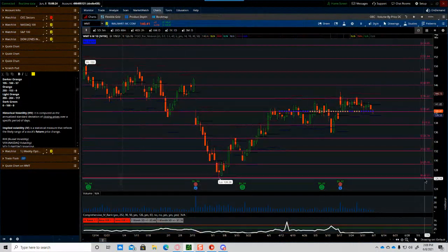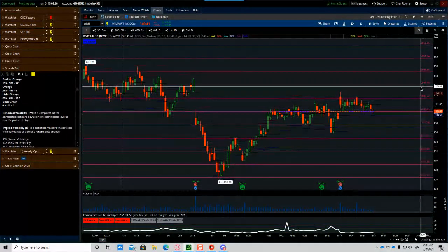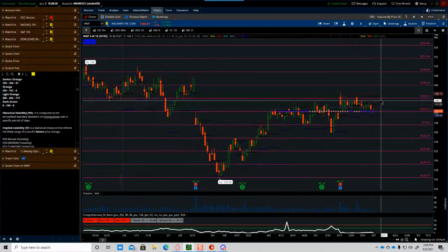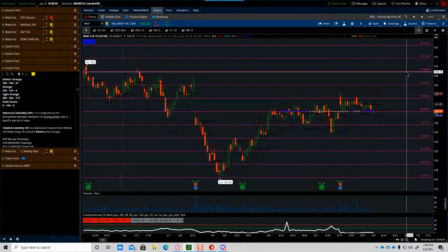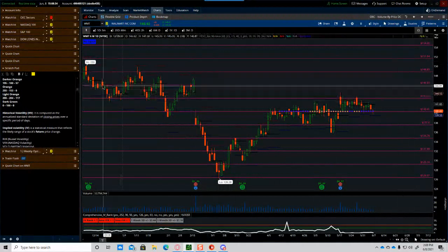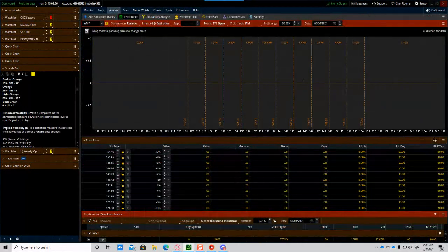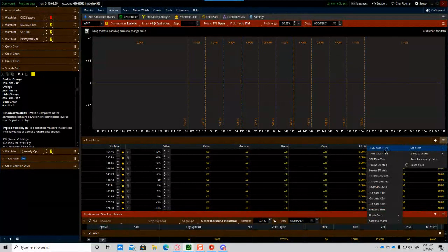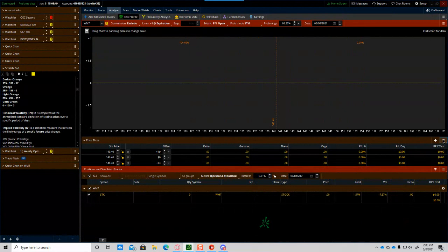Now I can see the price range for a 2% move from our current location, 2% higher, another 2%, another 2%, another 2%. So the risk graph allows you to do all kinds of things besides looking at your trade, which it also does. That's a 1 standard deviation based on price or the date.